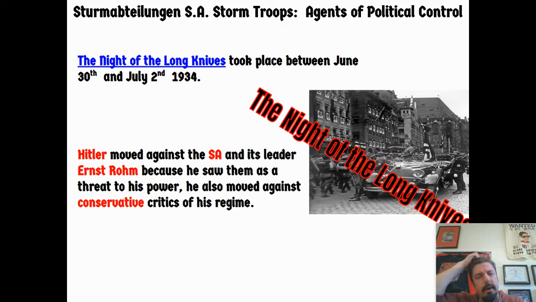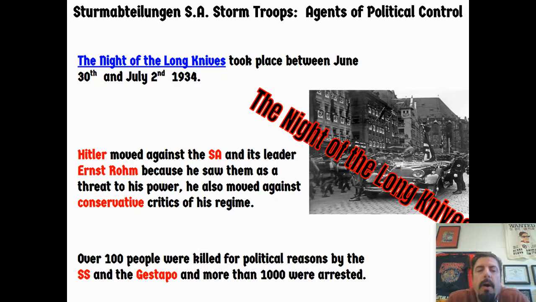Ernst Röhm was told he had to kill himself. He eventually did not kill himself, so the SS killed him. A number of other threats to Hitler's power, and then people that Hitler just wanted to get rid of, were murdered on this weekend in 1934. This is similar to what Stalin did with his purges. Over 100 people were killed for political reasons by the SS and the Gestapo, the secret police, and more than 1,000 were arrested. Okay, and so this event was called the Night of the Long Knives.